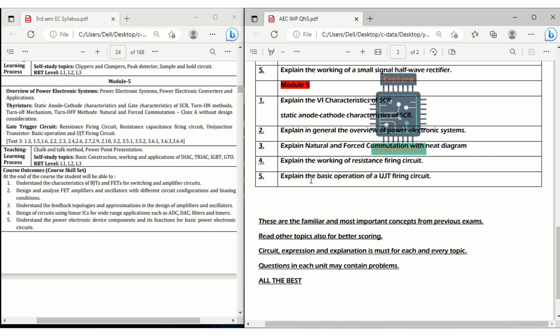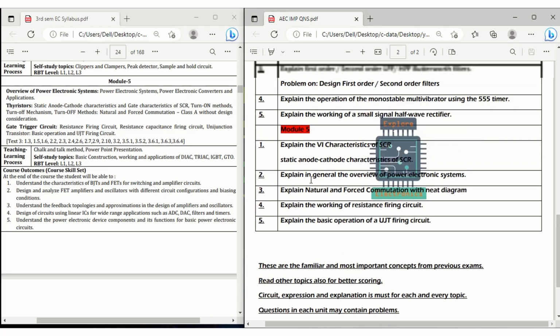You may get problems in each and every module, and also you need to study other topics for better scoring. And in all the modules, circuit, expression and explanation are very important here. The marks will be divided for the circuit, expressions and explanation separately. And these are the very important questions in AEC.